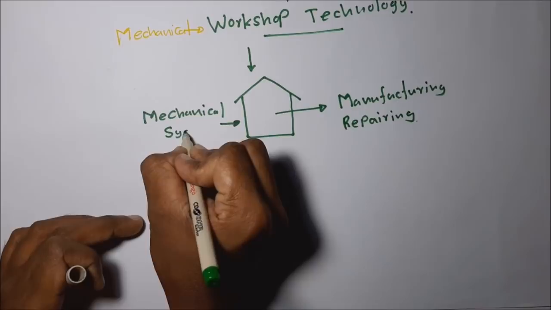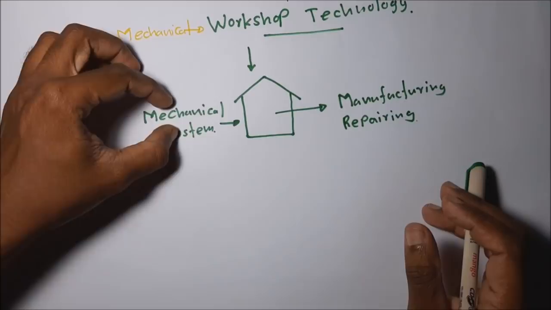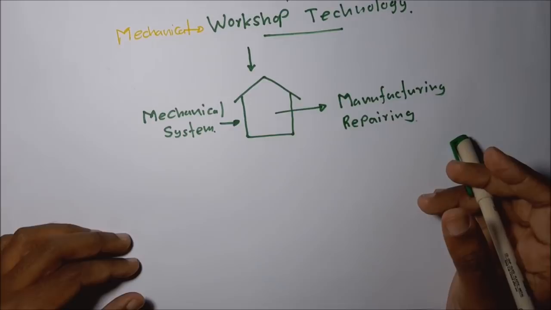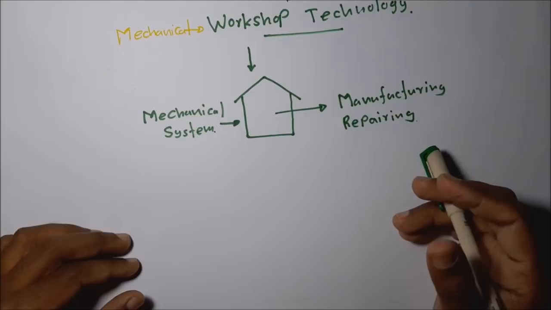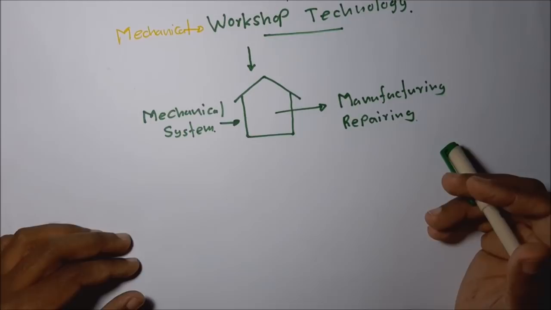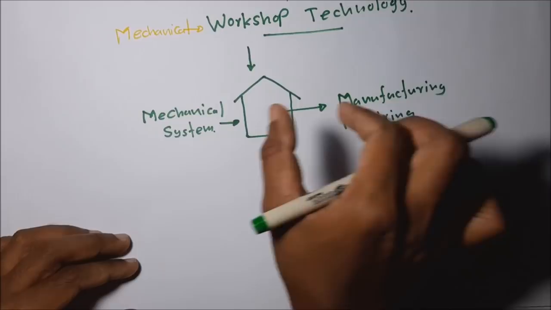Here, what do you mean by the mechanical system? The systems which work according to mechanical principles and theories, we can call a mechanical system. For example, if you take an engine, an automotive engine is a mechanical system. Its behavior, its operation, we can explain using the mechanical theories and principles. That's why we are calling it a mechanical system. If you take a lathe machine, if you take a milling machine, its behavior, operation, we can explain using mechanical theories and principles.